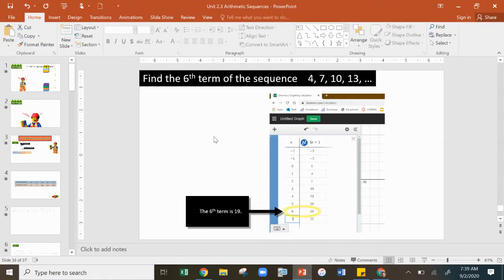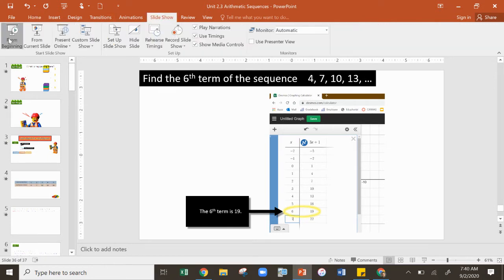Okay, so this is going to be 2.3. It's going to be called arithmetic sequences. All right, so arithmetic sequences is just a fancy name for patterns.